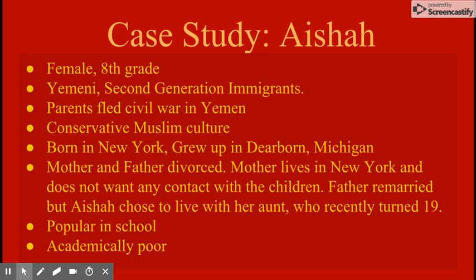Her mother and father were married at a very early age, and Aisha was born when her mother was around 15 years old. The relationship between her mother and her father didn't work out. They separated and divorced. And when that happened, her mother moved back to New York City, remarried, and had another family, but refused to have contact with Aisha and her sister and her father.